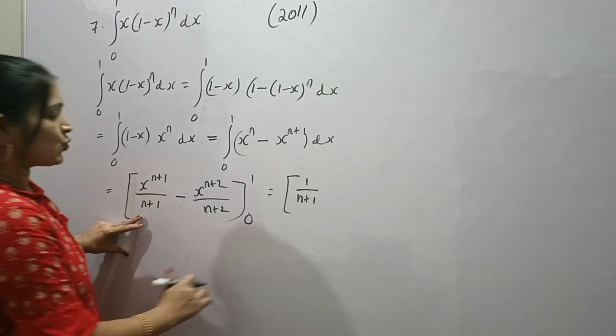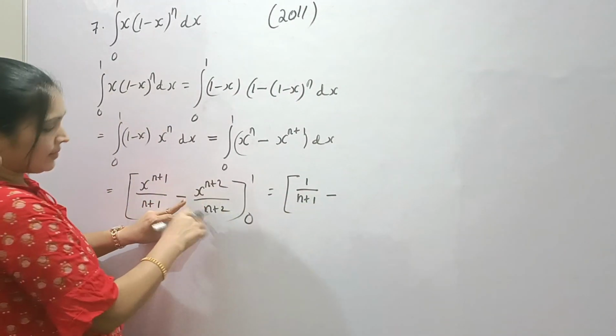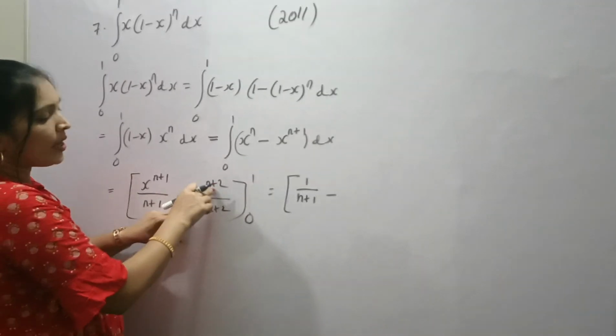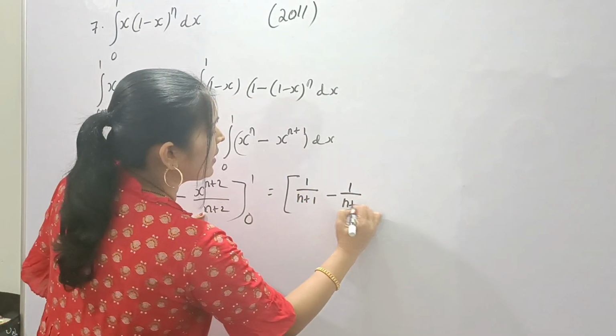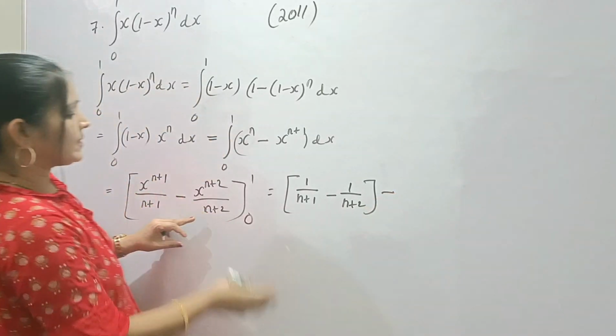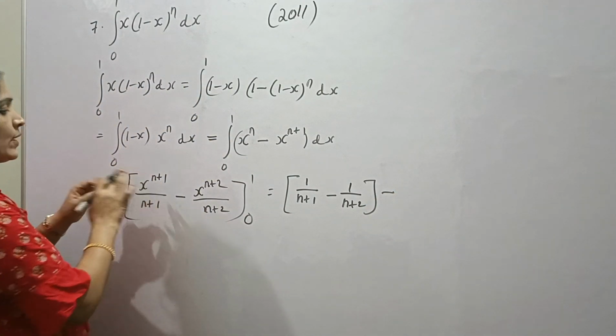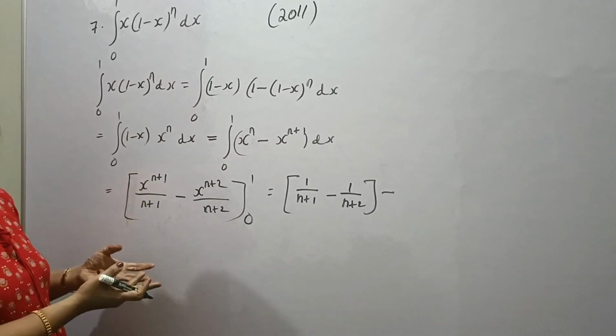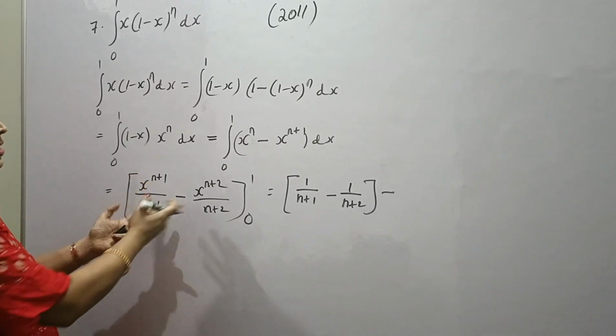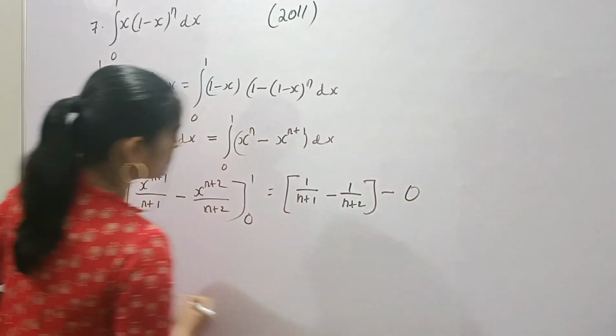1 divided by n plus 1 minus, again here also upper limit, 1 raised to n plus 2, that is 1 divided by n plus 2. Minus, see, when we substitute x is equal to 0, this whole term will be 0, right? 0 raised to n plus 1, 0. So 0 by n plus 1, 0. This will be 0.